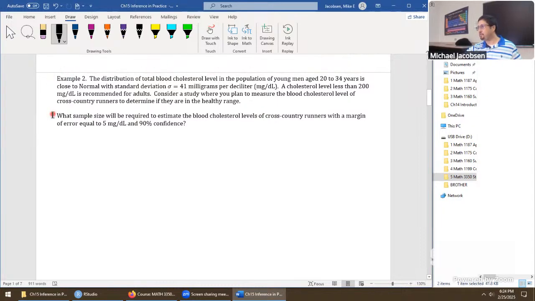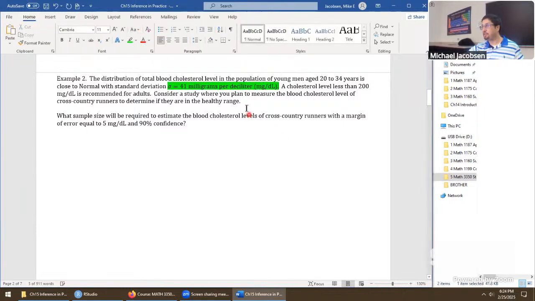This one looks like it has something to do with the Olympics or something along those lines. A lot of elite athletes on this problem. We're told that the distribution of total blood cholesterol level in the population of young men aged 20 to 34 years is close to normal. That's good information. Standard deviation is 41 milligrams per deciliter. Usually you want to get the unit right if you're talking about a bodily thing like blood cholesterol. We're told next a cholesterol level less than 200 milligrams per deciliter is recommended for adults. Don't take that as medical advice. It's just typed out verbatim from the textbook.